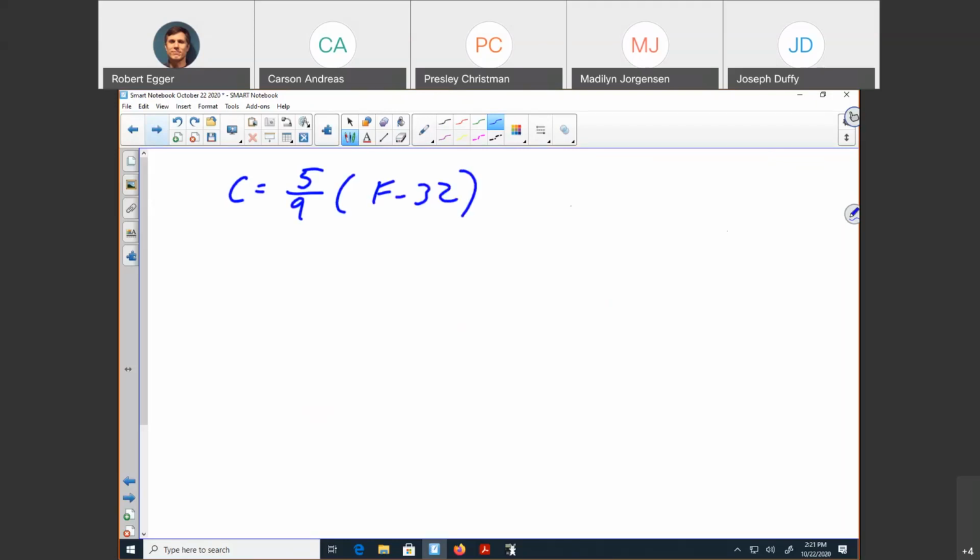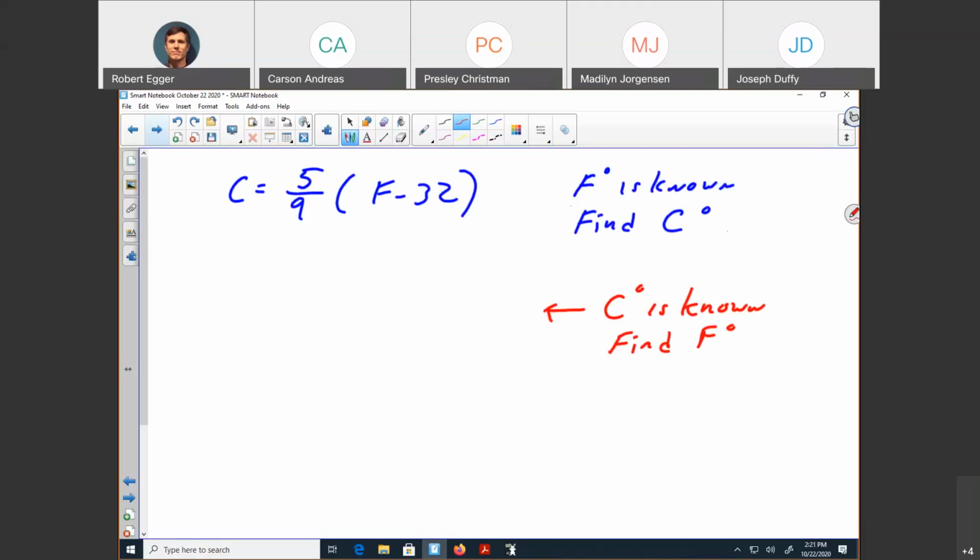Okay. This is the formula to convert Fahrenheit to Celsius. So again, F is known. Find C. However, what about if C is known? Find degrees Fahrenheit. This is the easy one. I guess some people think this is the easier formula to remember. But okay, hey, we'll start with Celsius.